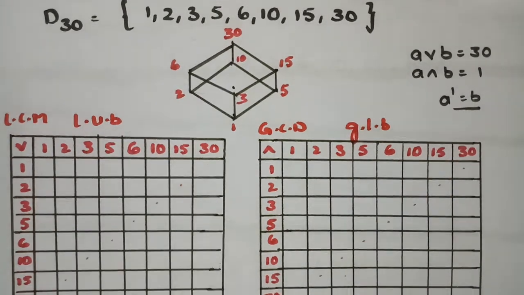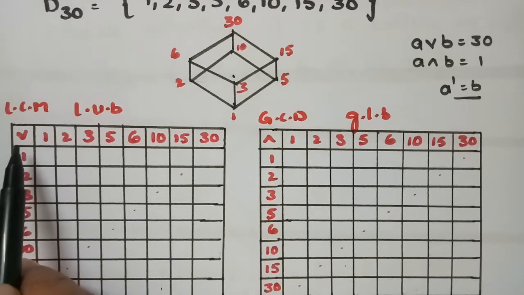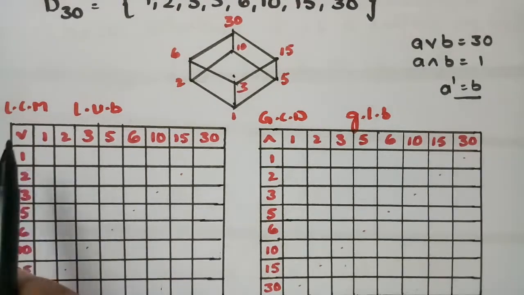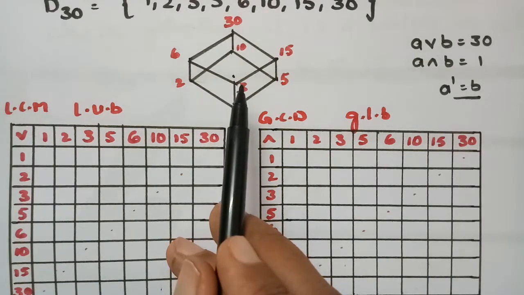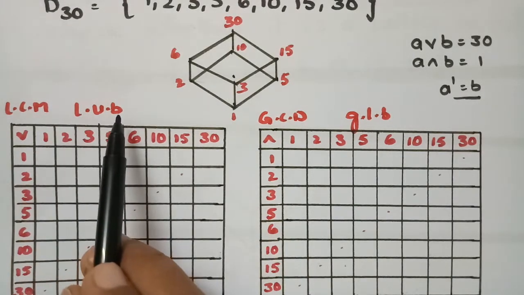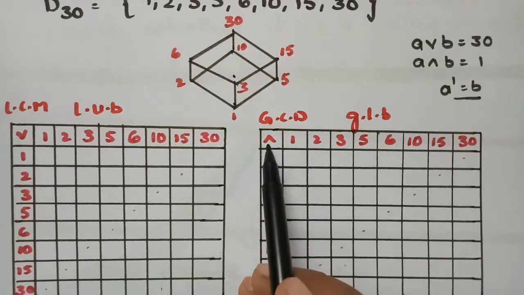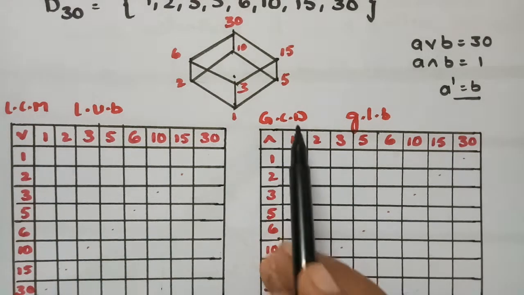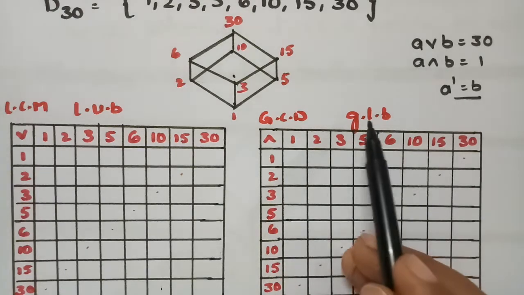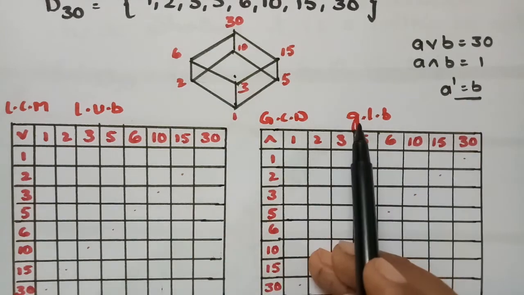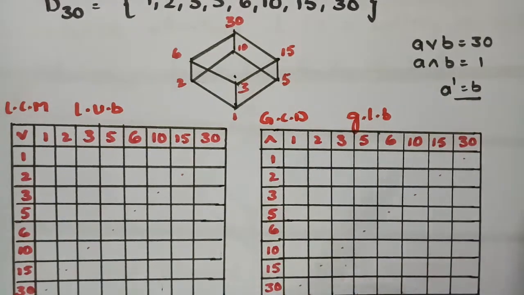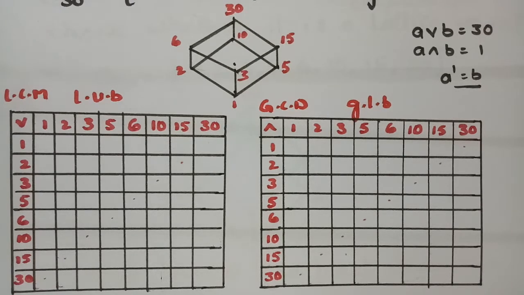So let's get started. Join: as these are numerals, we have to take the LCM of the two, or by seeing the Hasse diagram we take the least upper bound. Coming to meet, meet is nothing but the GCD of the two elements, or if you watch the Hasse diagram, we select the greatest lower bound among the two. After finding these, I'll show you all at a glance and we will get all the complements of the elements. Let's get started.